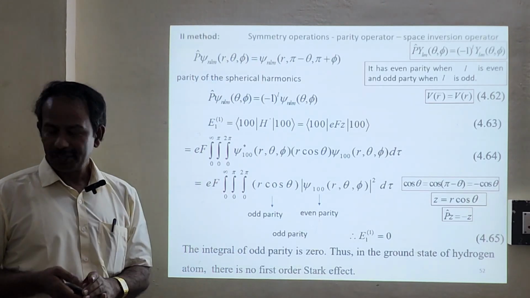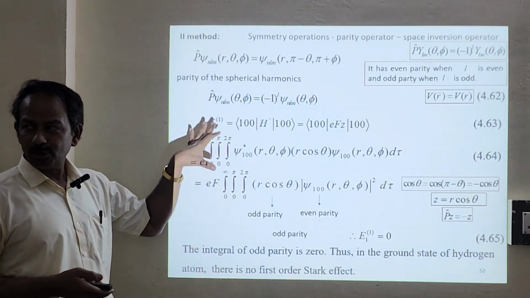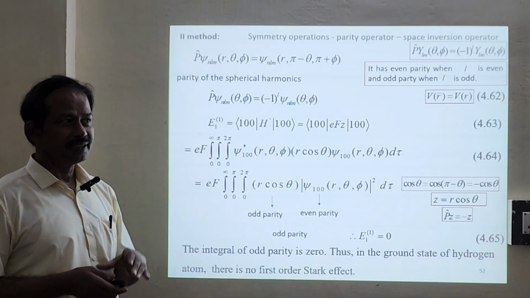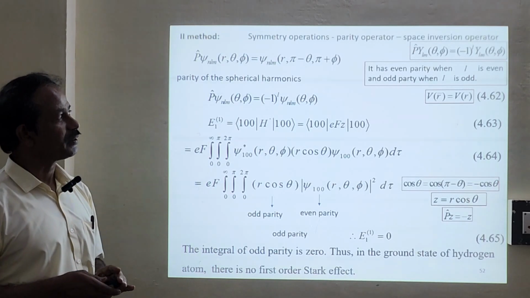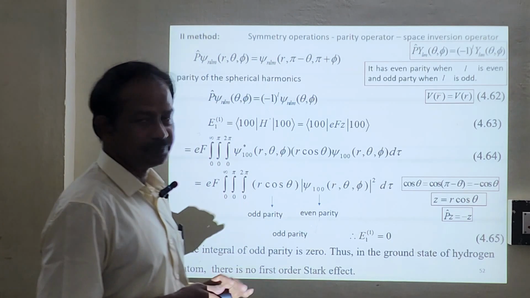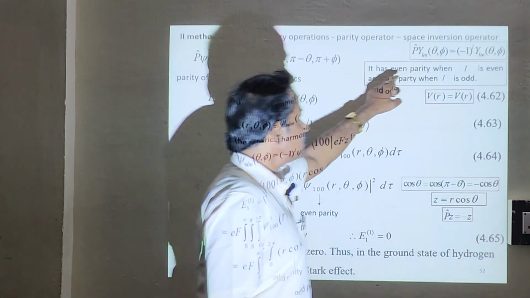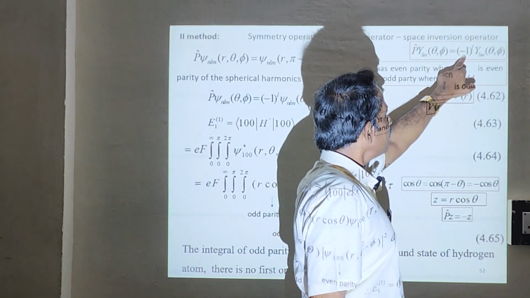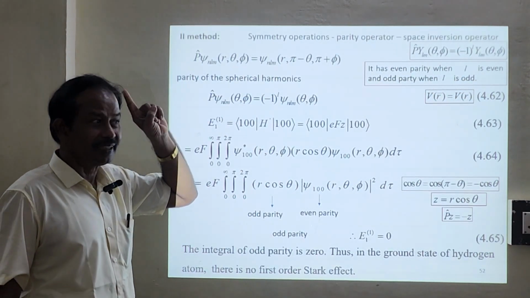Very simple one. Instead of going for all the tedious equations, you can go with simpler ideas. This is about parity. Parity is mirror symmetry, which we studied already. This is the space inversion operator, the parity operator. The eigenvalue of the parity operator is given by this expression, and it depends only on the spherical harmonics. So this is your eigenvalue and it depends only on L. Very important: the parity operator depends only on L.